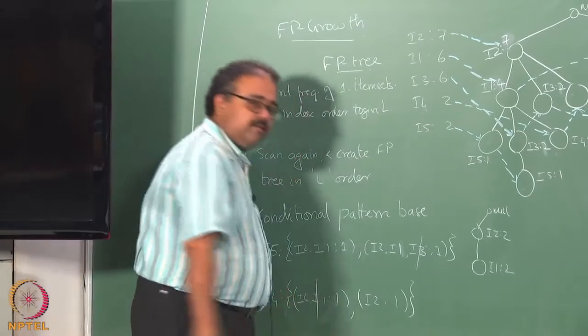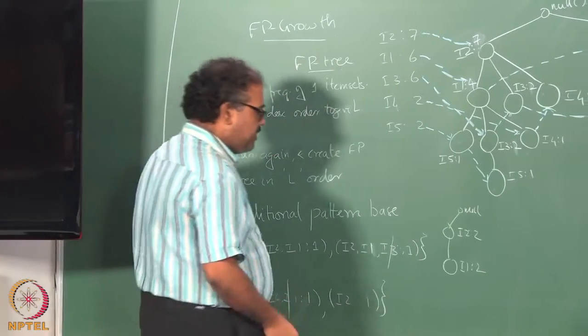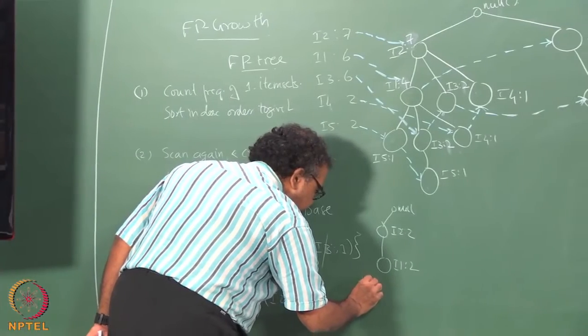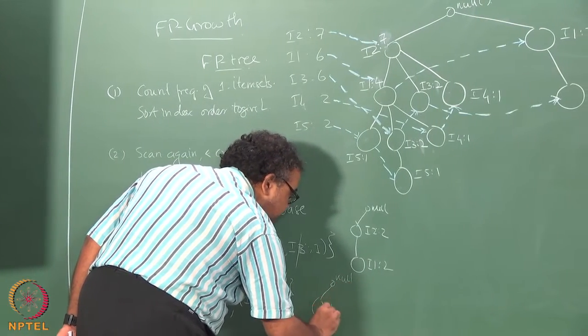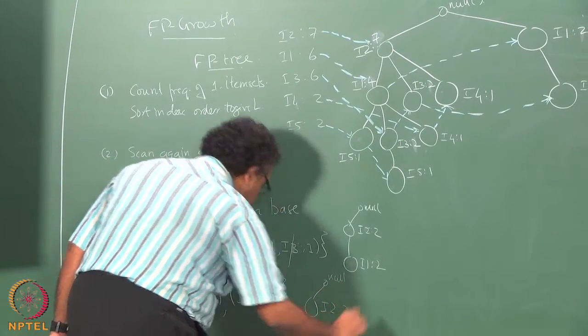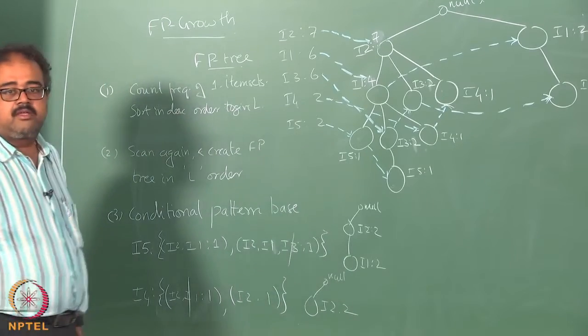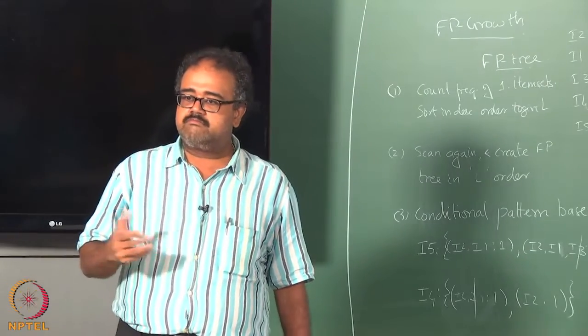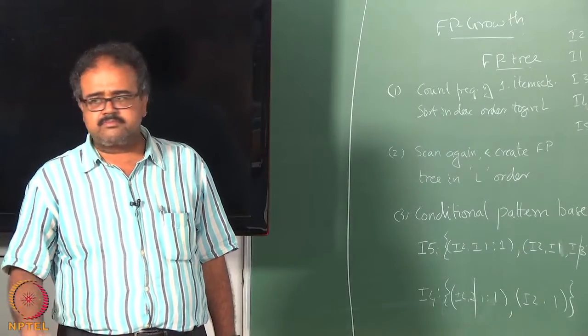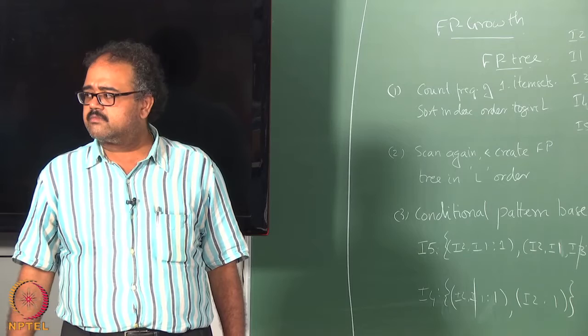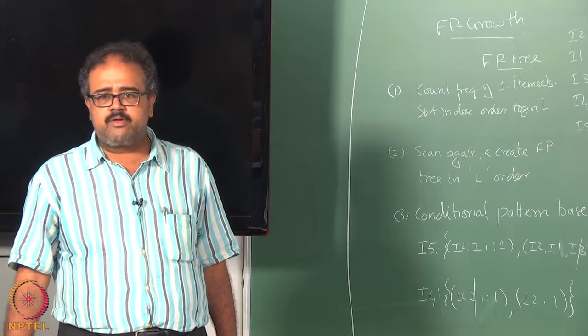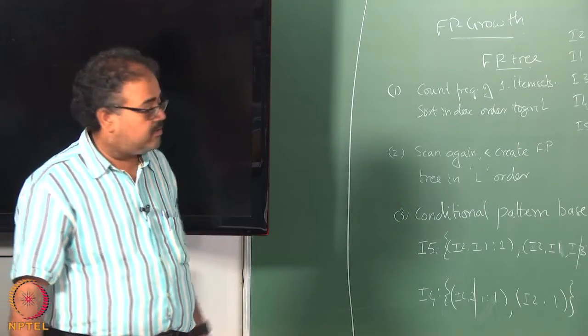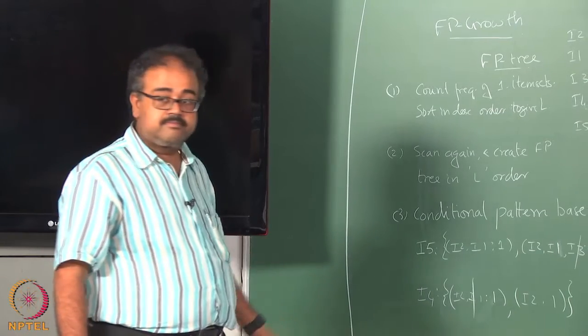I can ignore I1, and I construct my conditional FP tree, which is even simpler than this. So the frequent patterns are I2, I4. Frequent patterns are I2, I4. Basically, you are done. So what if there are many candidates that we can ignore?